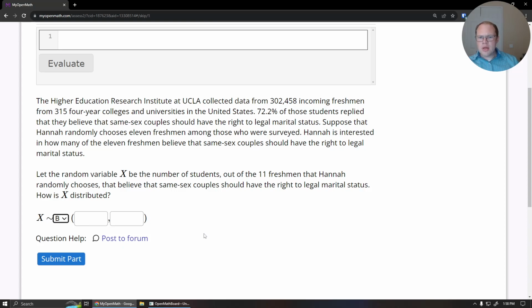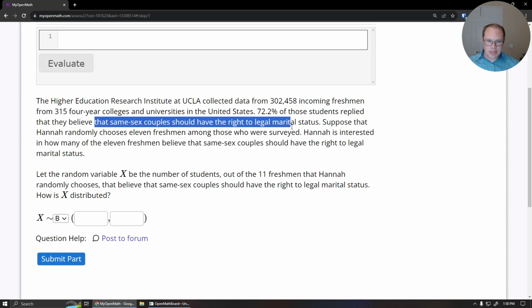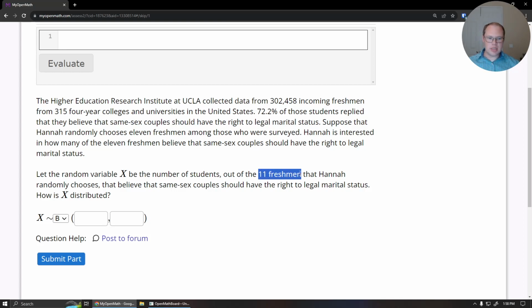How do I know? Because we have a fixed number of trials. We have 11 trials. We're sampling 11 freshmen. Each one of those 11 freshmen might believe that same-sex couples should have the right to legal marital status, or they might not. Okay? So each one of these freshmen is its own trial.